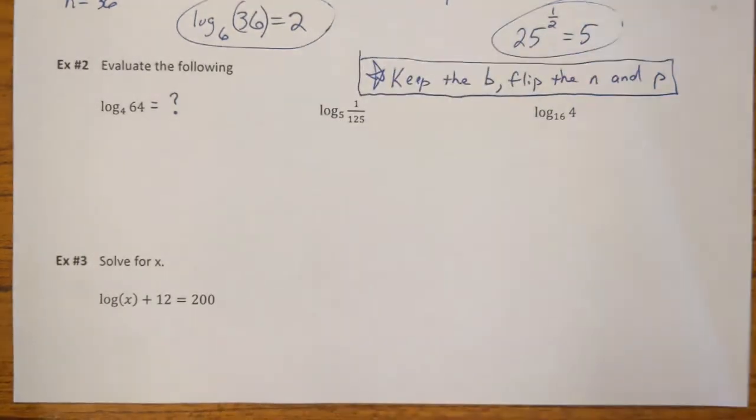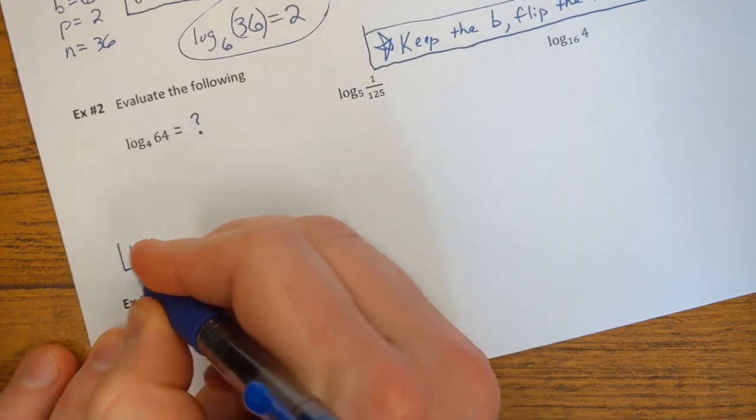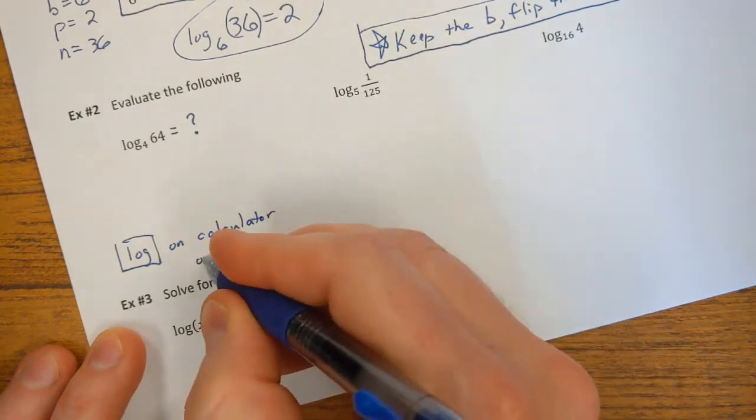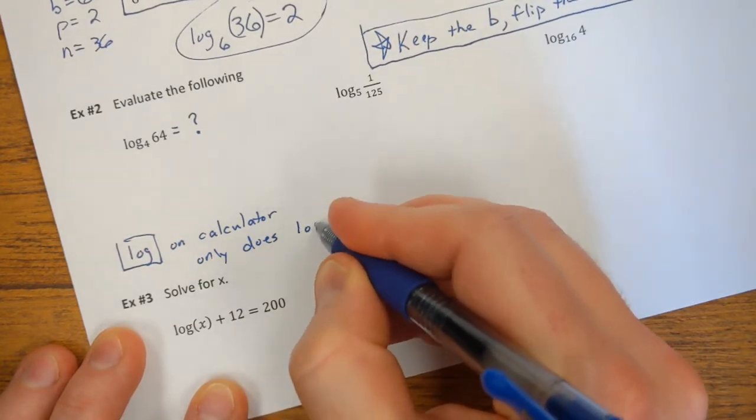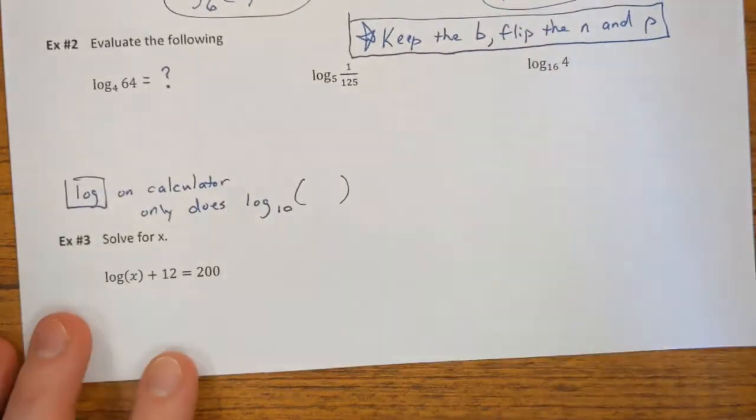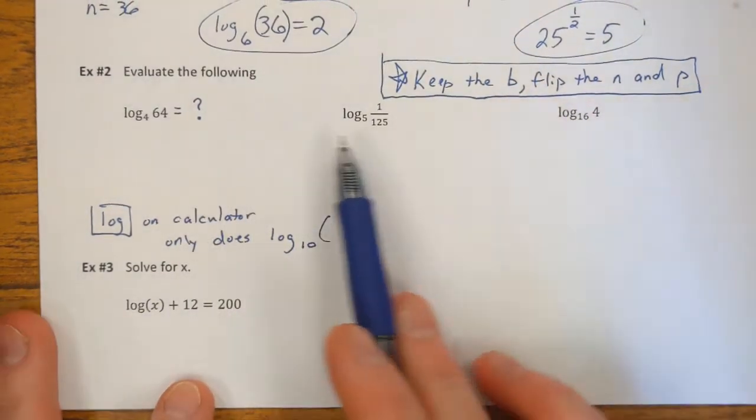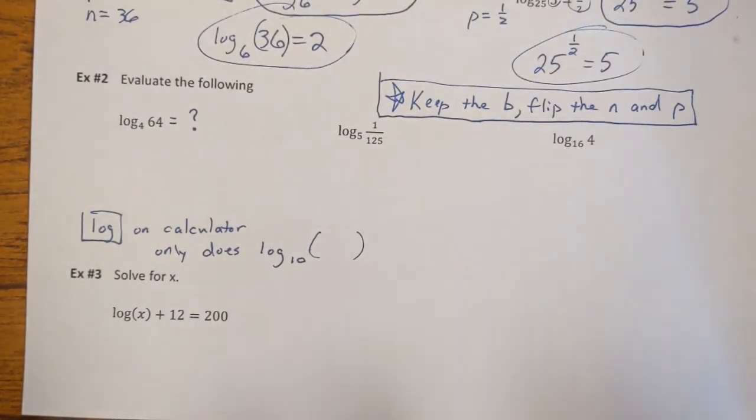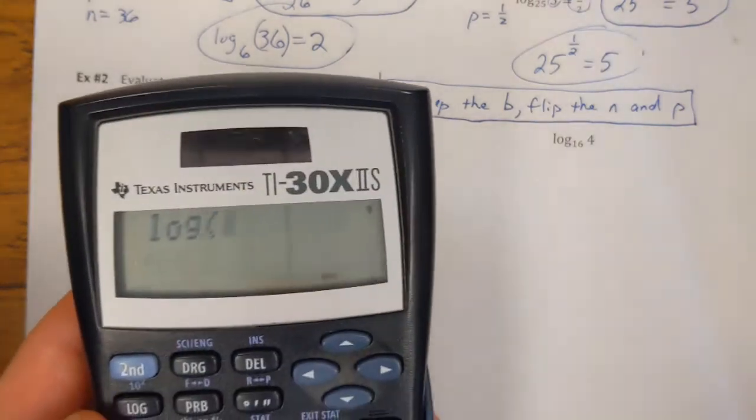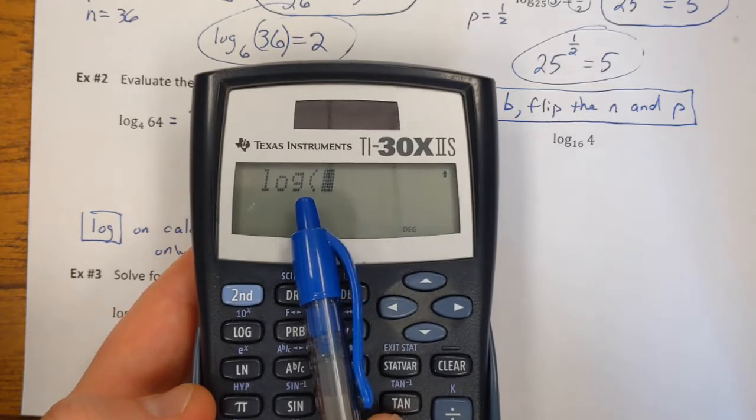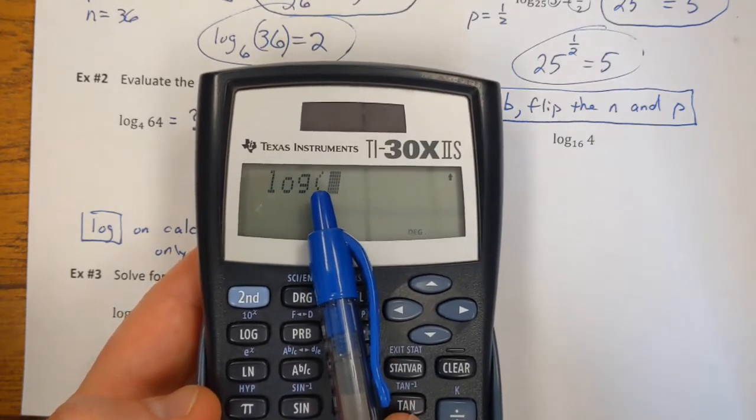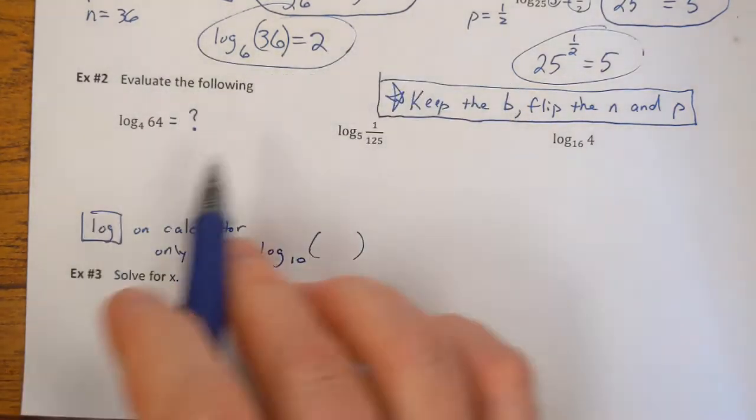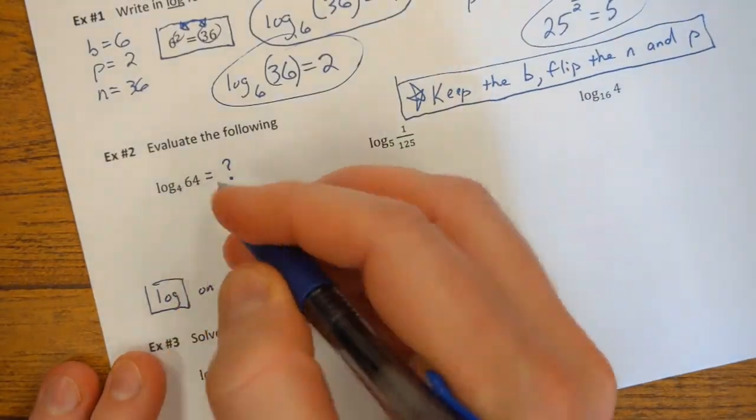You need to realize the log button on your calculator has a severe limitation. The log button on your calculator only does log base 10 of a number. So if you ever have a log base 10, then you could use your calculator, but this is a log base 4. And your calculator doesn't do log base 4. Anytime you see log without a base number written, notice there's no way to put in a little 4 right here, it's an invisible 10 that goes there. So in other words, your calculator is not going to really help you with this. What we're going to do is rewrite this sentence. I'm going to call the 4 my b value. I'm going to rewrite this.